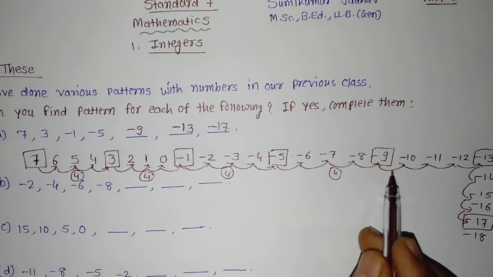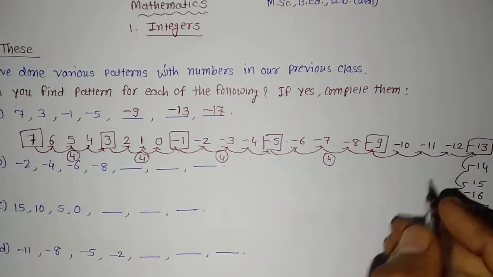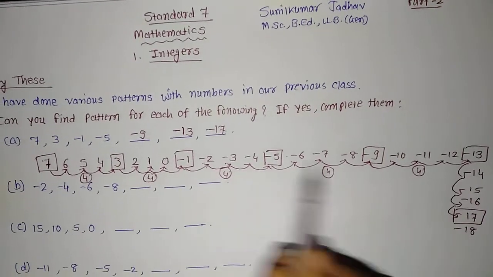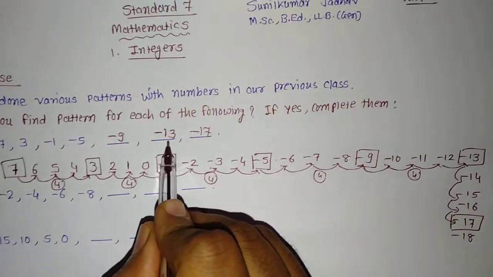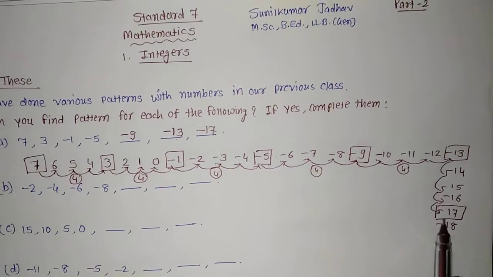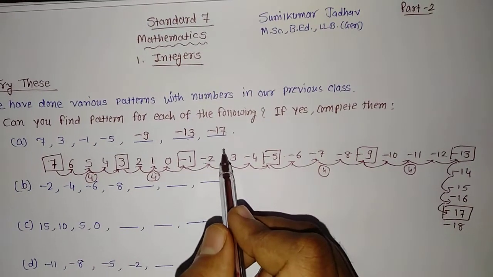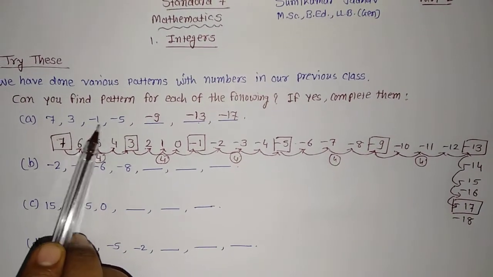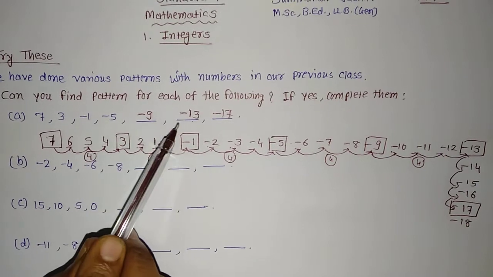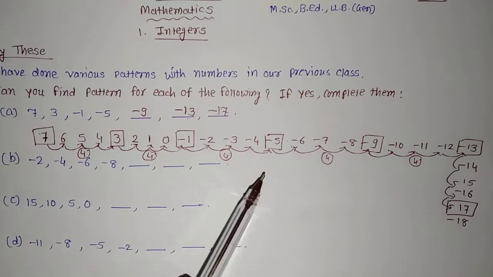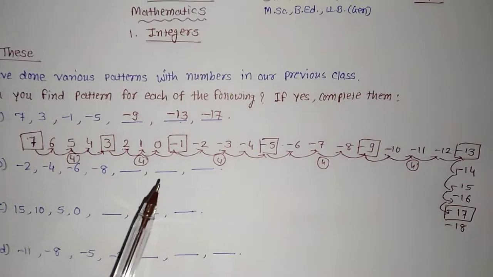Then again you can see 1, 2, 3 and 4. Again the gap of 4, and we found our next number, that is minus 13, that we have put here. Then again we have gone 1, 2, 3 and 4, and our next number is minus 17. So we have found the pattern and filled up the blanks, that is 7, 3, minus 1, minus 5, minus 9, minus 13 and minus 17 with a gap of 4. So this is question A.